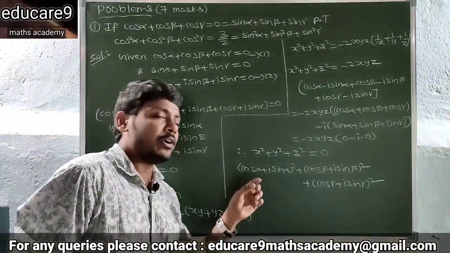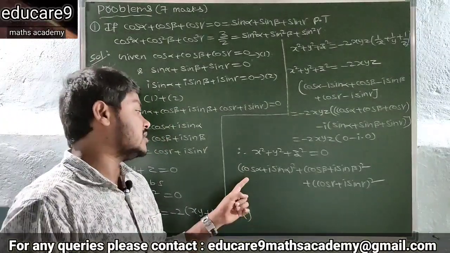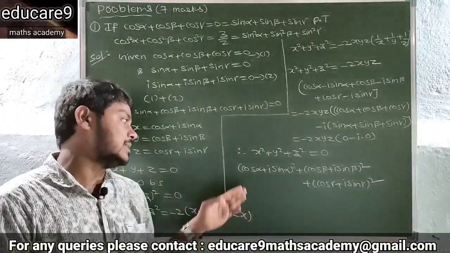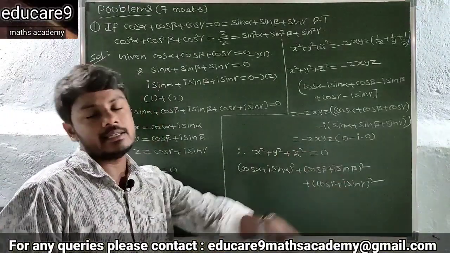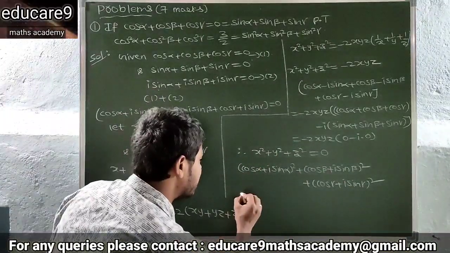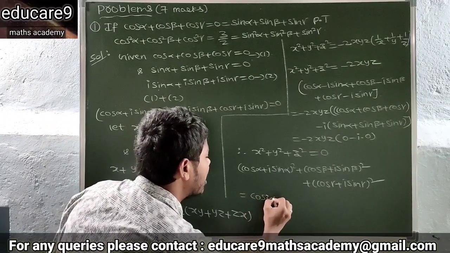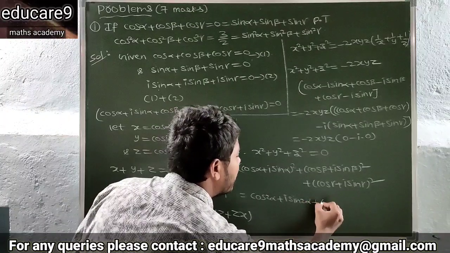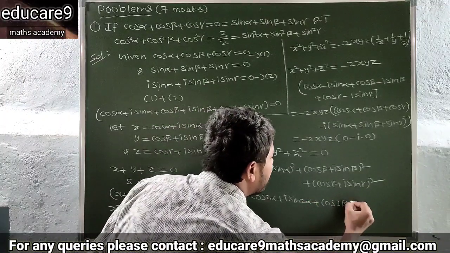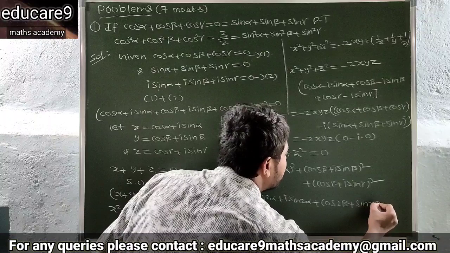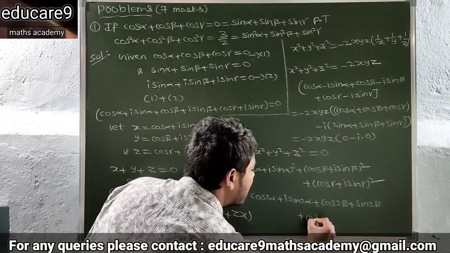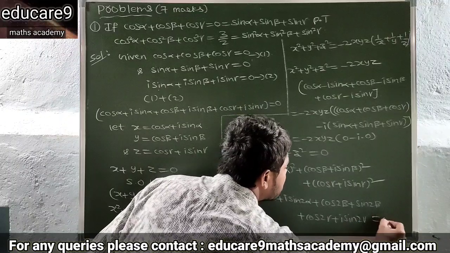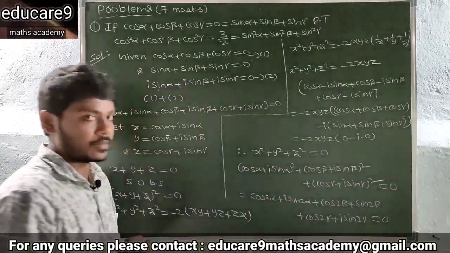Now here we have to apply De Moivre's theorem, that is cos theta plus i sin theta whole to the power of n can be written as cos n theta plus i sin n theta. So therefore clearly this is cos 2 alpha plus i sin 2 alpha plus cos 2 beta plus i sin 2 beta plus cos 2 gamma plus i sin 2 gamma is equal to 0.